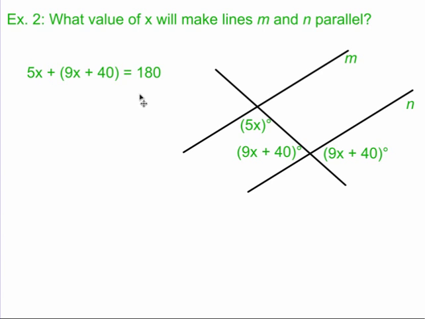Well, this is a fairly simple equation to solve now. Combine my like terms, I get 14x plus 40 equals 180. Subtract 40 on both sides, I get 14x equals 140. X equals 10. So all I did is I used the fact that I knew these two were vertical, so they're the same. That I knew these two were consecutive interior angles, meaning they're supplementary, and then I just set up my equation and solved.